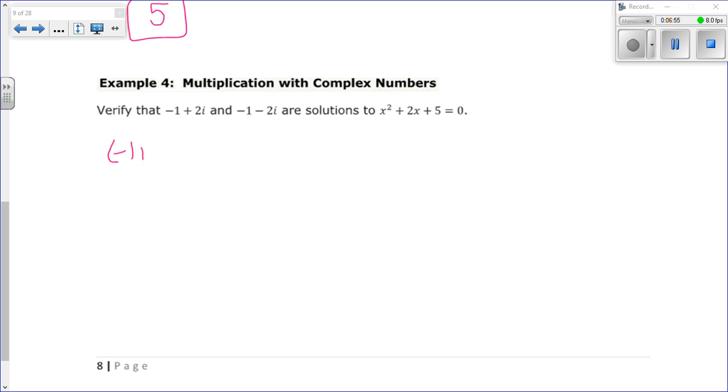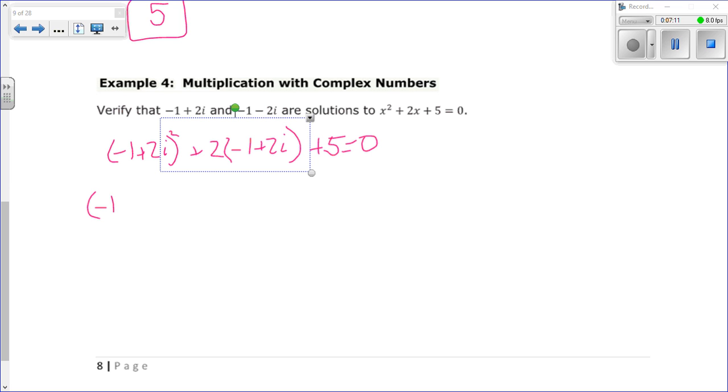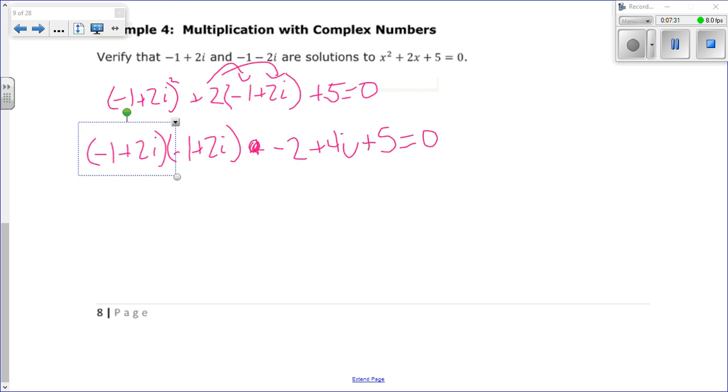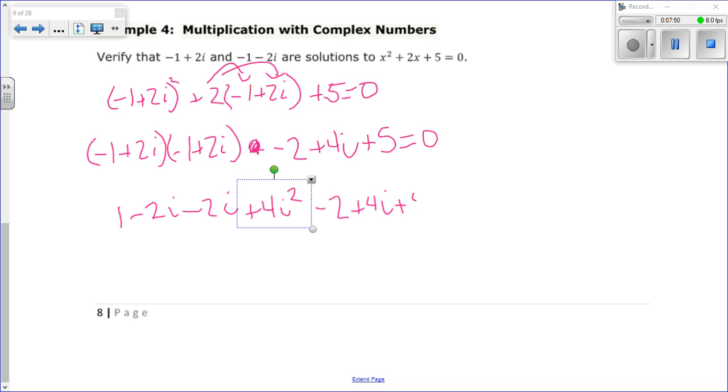So I'm going to take negative 1 plus 2i, plug it into x squared plus 2x plus 5 equals 0. So let's write negative 1 plus 2i times negative 1 plus 2i. Then I need to distribute that 2. So minus 2 plus 4i plus 5 equals 0. And when I multiply here, negative 1 times negative 1 will give me 1 minus 2i, and then another minus 2i, and then a plus 4i squared, minus 2 plus 4i plus 5 equals 0.